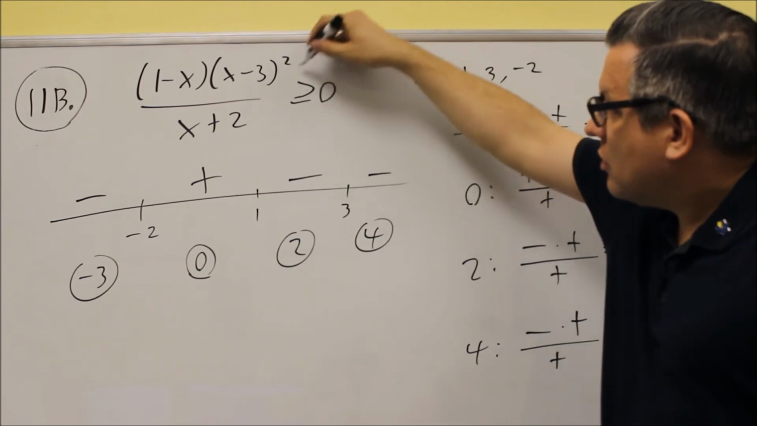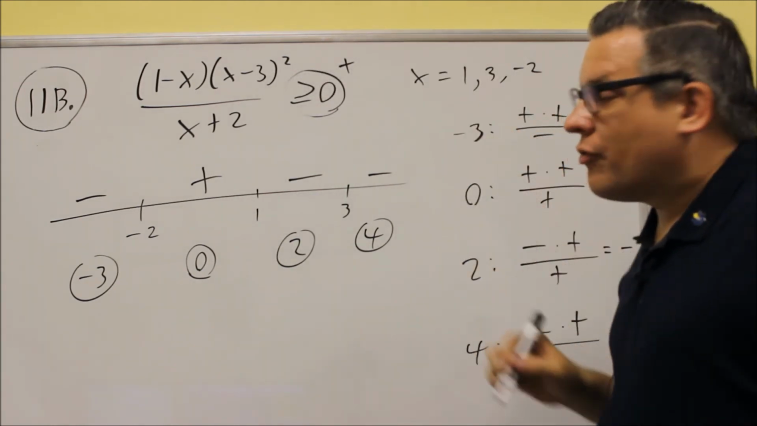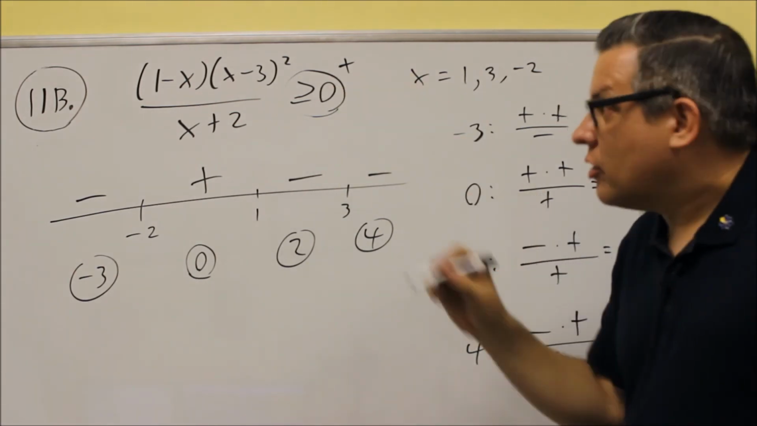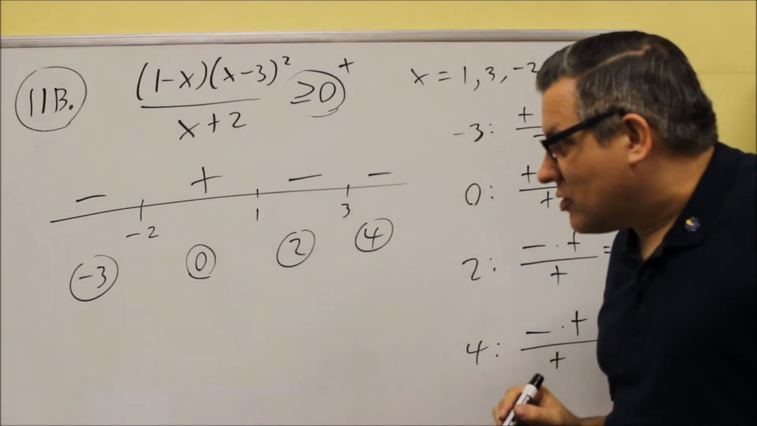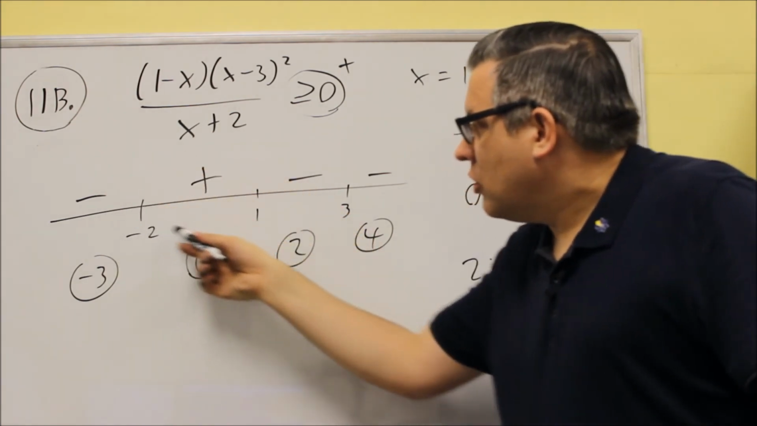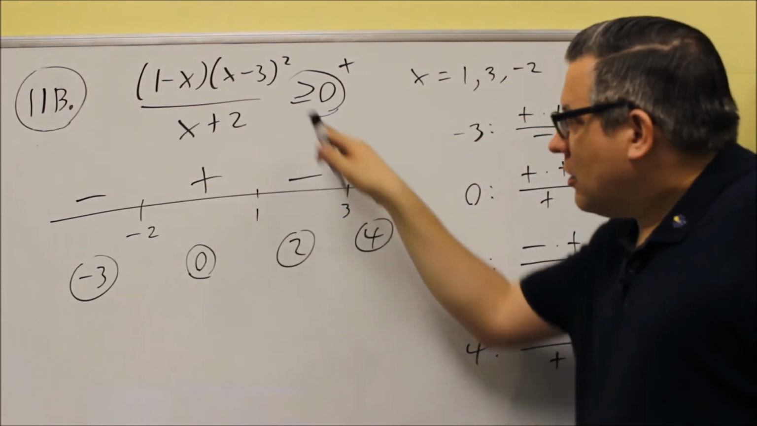Now because you see a greater than or equal to 0, that means you're looking for positives. If you have a less than or equal to 0, you're looking for negatives. But in this case, we're looking for positives. So we'll write our answer. The only place where there was a positive that came out was this one right here, between -2 and 1.